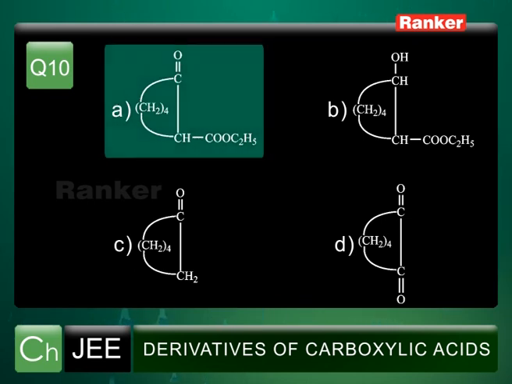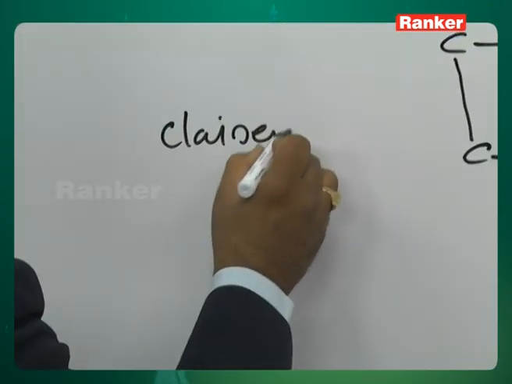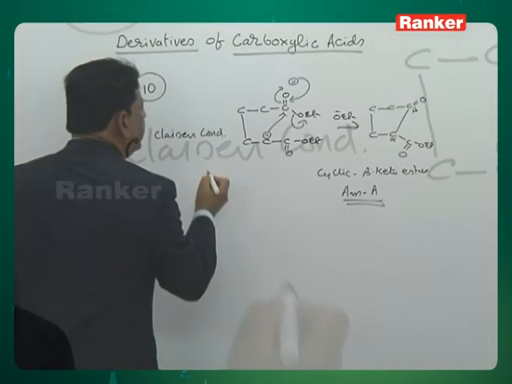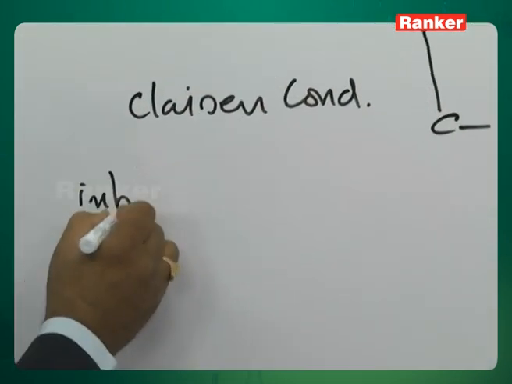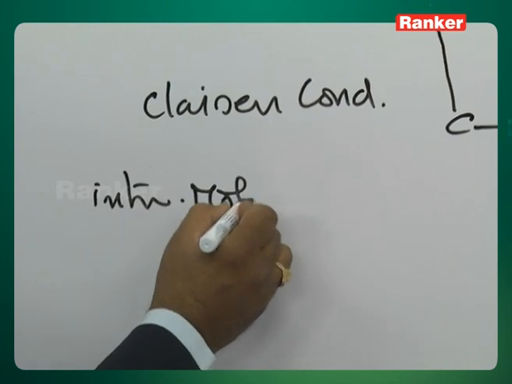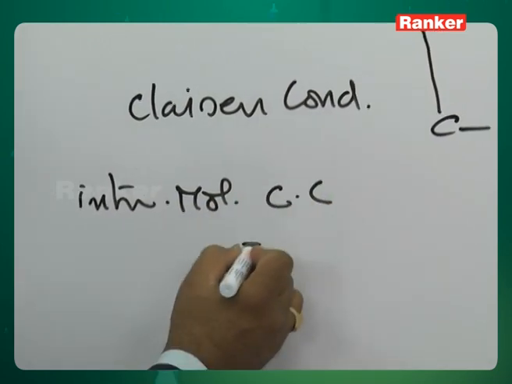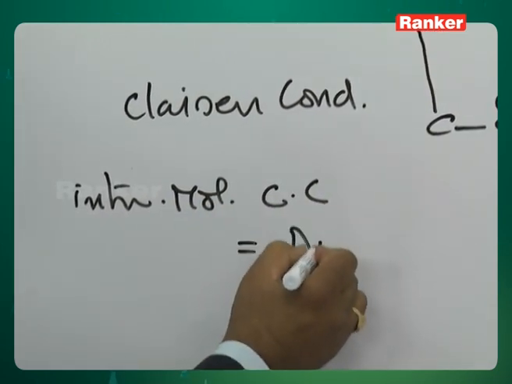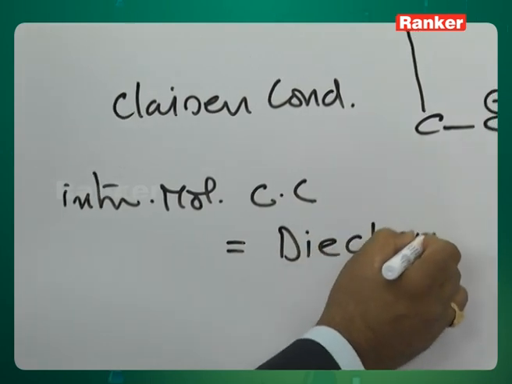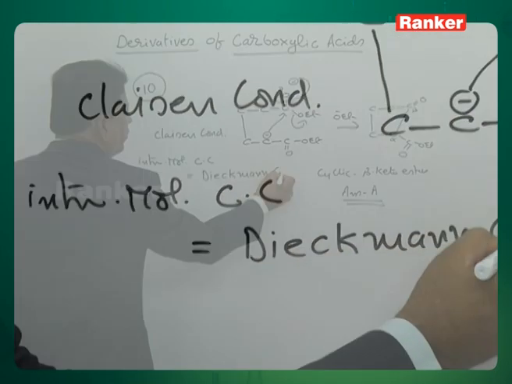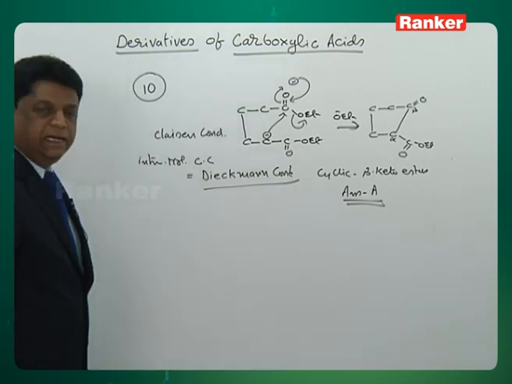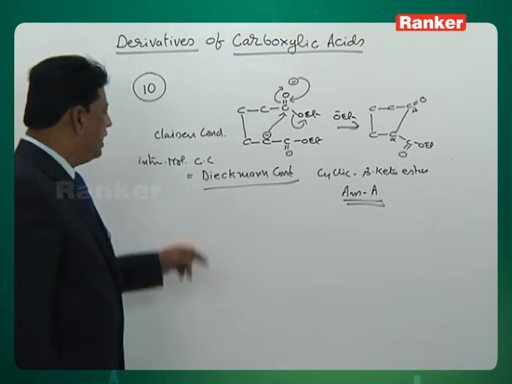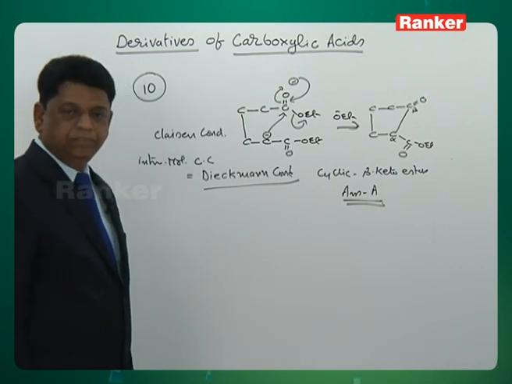And this is originally called a Claisen condensation. An intramolecular Claisen condensation is nothing but what is taken as a Dieckmann condensation. It is nothing but an intramolecular Claisen condensation, which has a specific name called Dieckmann condensation.